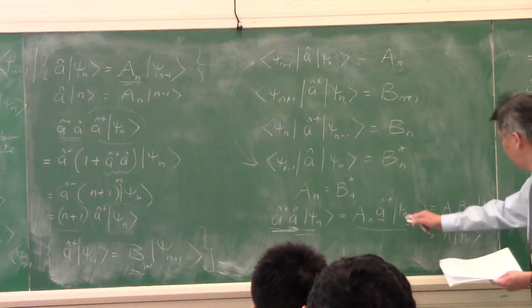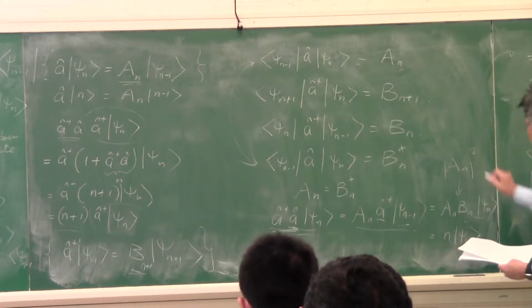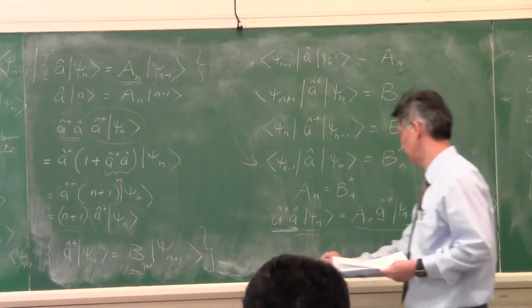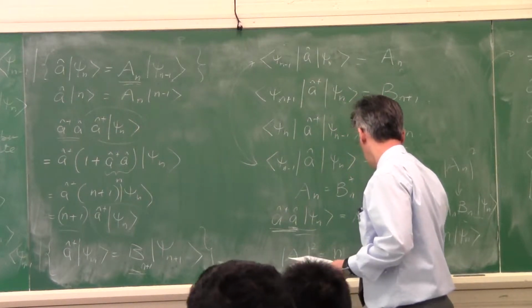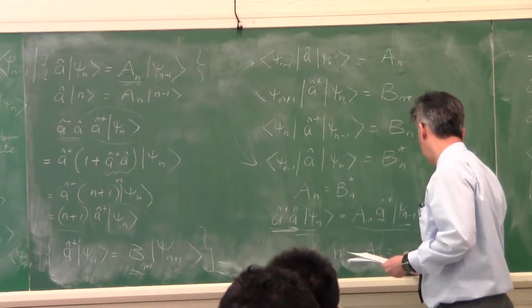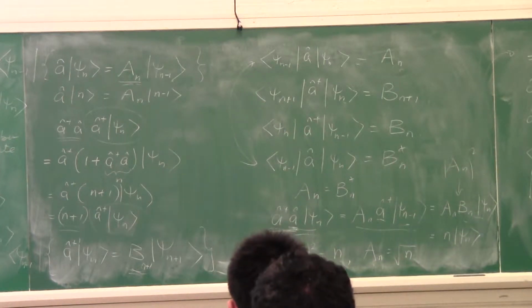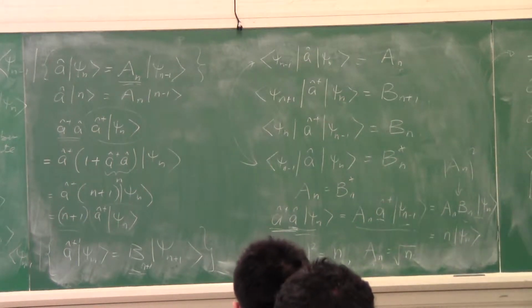But then Bn and An are complex conjugates of each other. So this is An squared. Okay? So I have An squared. The magnitude of An squared must be equal to n, which means that An must be the square root of n. Okay? Bn must also be the square root of n. Both of them are the square root of n.